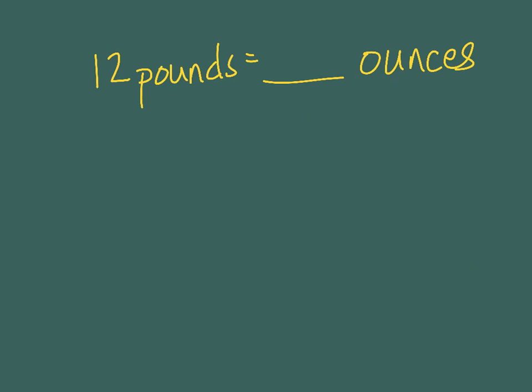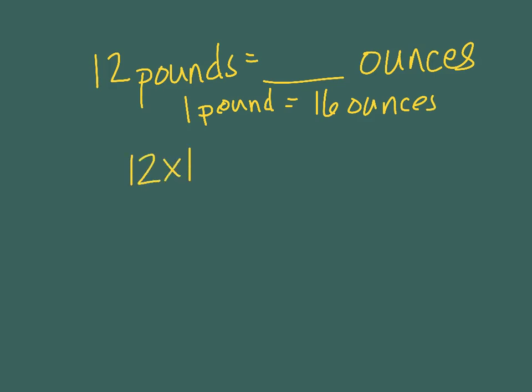All right, here's another one to look at. 12 pounds equals how many ounces? So it's the same idea. We're going bigger to smaller. So this time we're going to be multiplying. I have 1 pound equals 16 ounces. So I'm going to be multiplying 12 times 16.